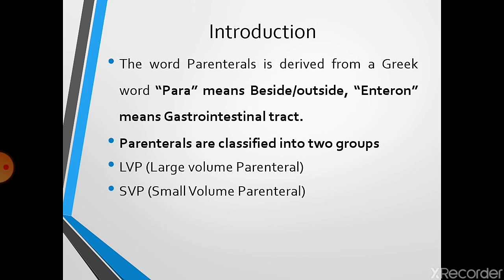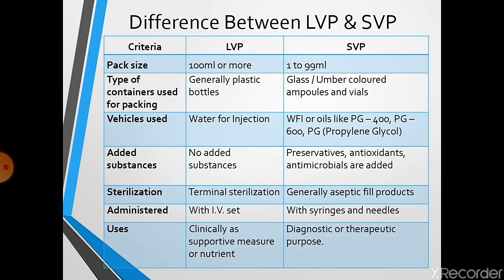The word parenteral is derived from a Greek word: para means besides or outside, and enteron means gastrointestinal tract. So parenteral products are the products which are used outside the gastrointestinal tract. Parenteral products are divided into two groups, large volume parenterals and small volume parenterals. Let us discuss the difference between large volume parenterals and small volume parenterals.